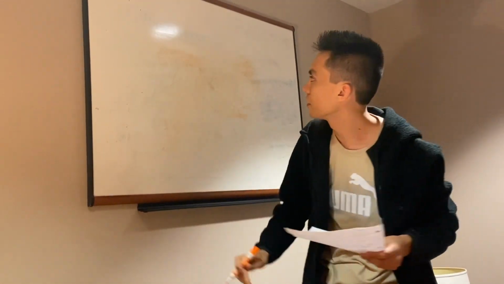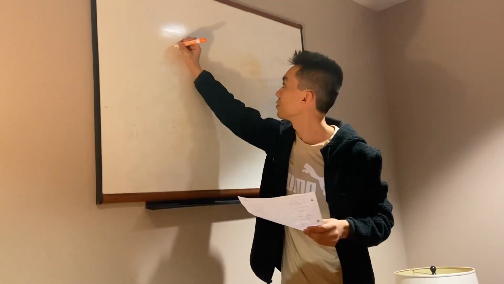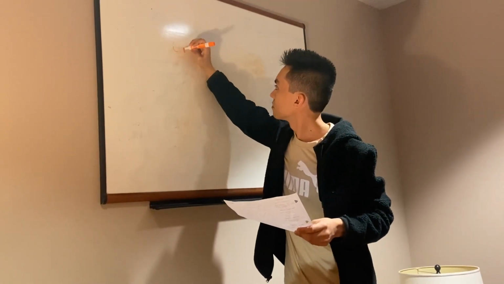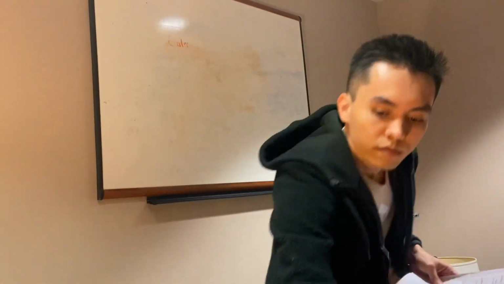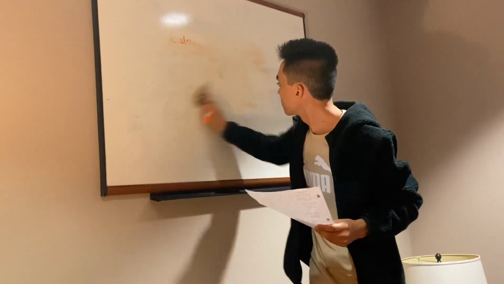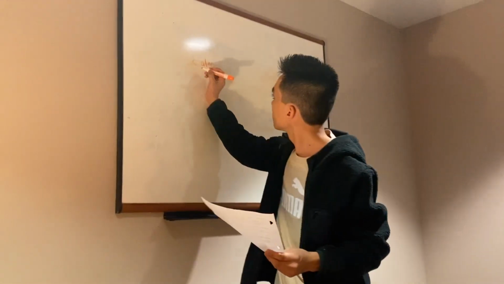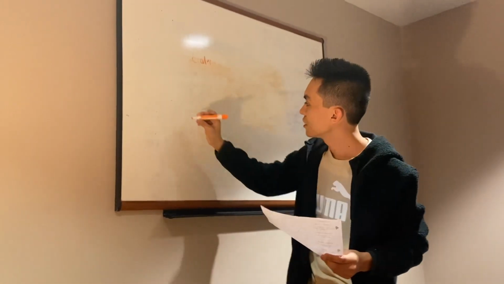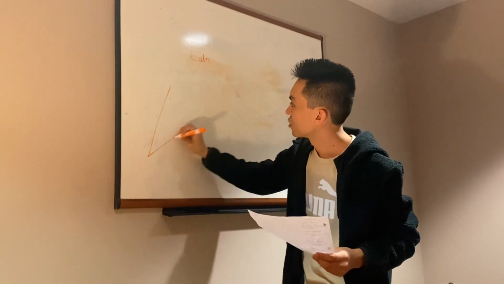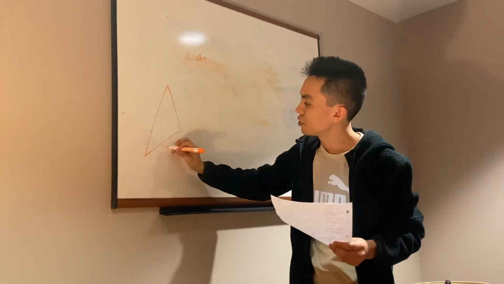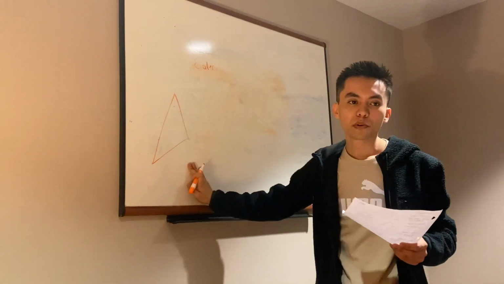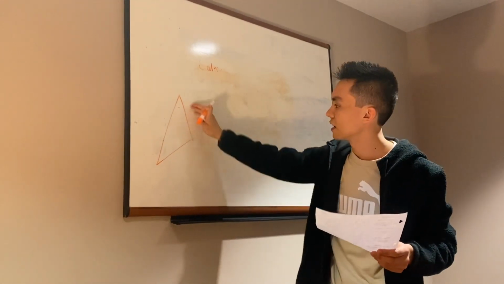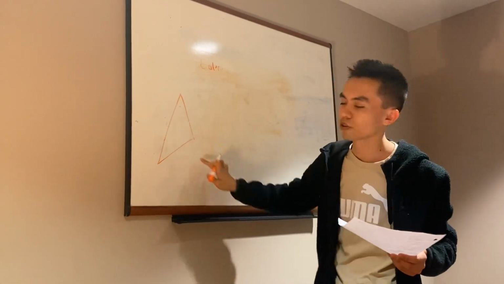Okay, so now for our next triangle. So we have a scalene triangle. Now, a scalene triangle is simply a triangle that has no 2 sides equal to each other, or congruent to each other. It's very simple. It just looks like not a special triangle.